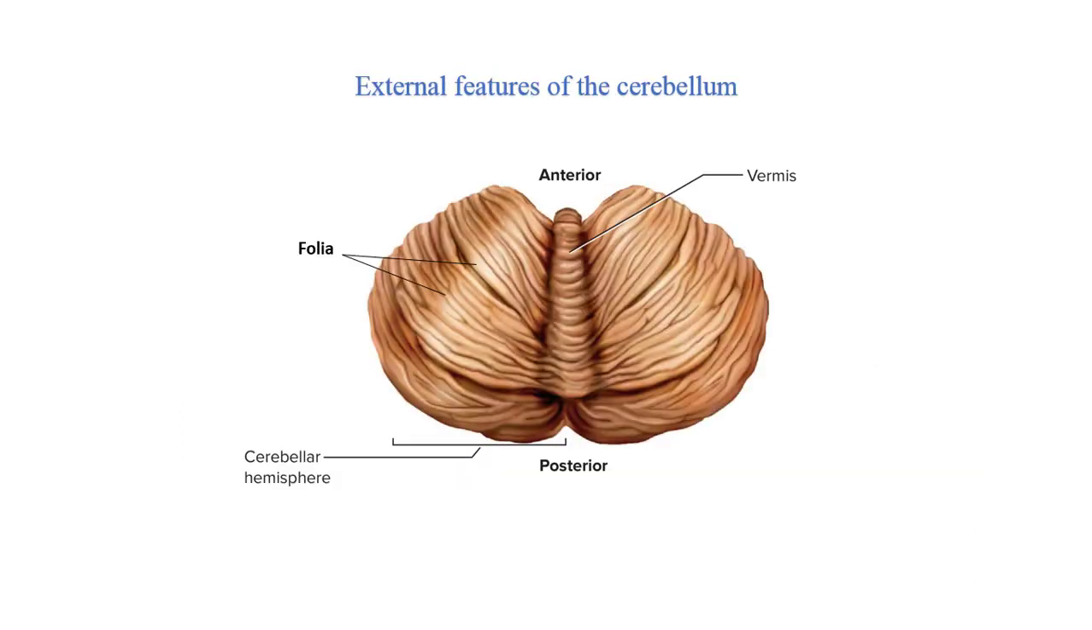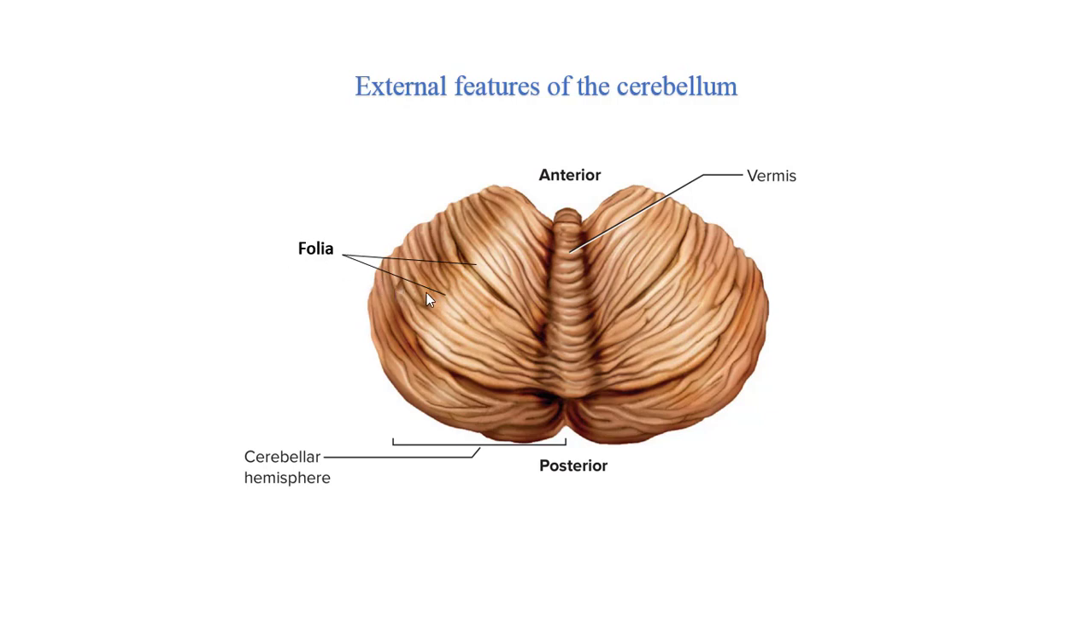This image shows us the superior or tentorial surface of the cerebellum. The external surface of the cerebellum displays numerous folds that enlarge the cerebellar cortex like the gyri of cerebrum. The folds on the cerebellum are too small to be called gyri, and so are referred to as folia, meaning leaves.